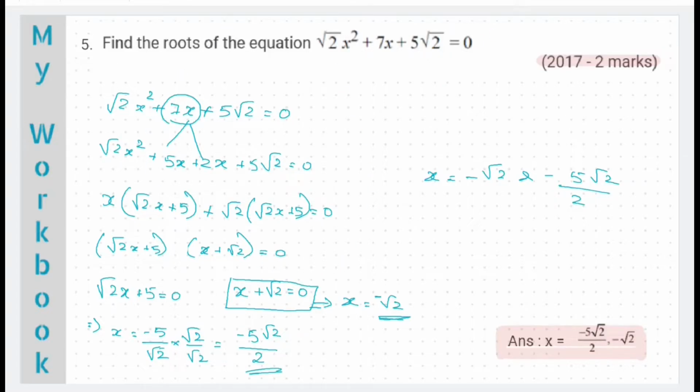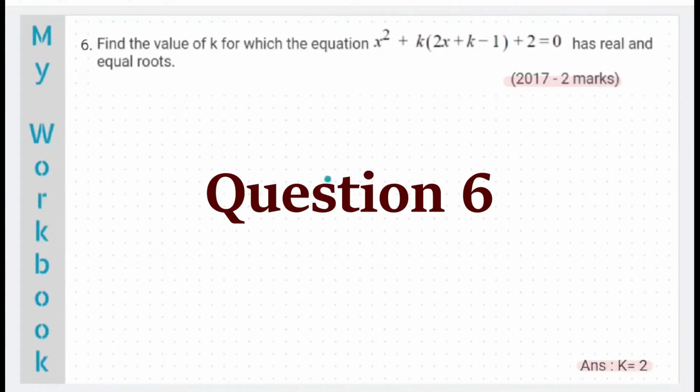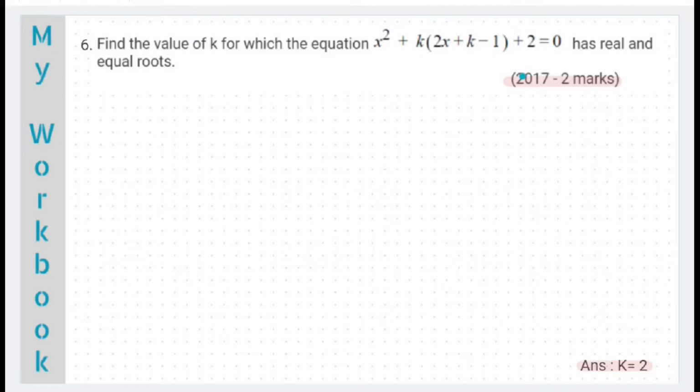Let's move on to the next sum. Find the value of k for which the equation x square plus 2(k minus 2)x plus (k square minus k) plus 2 equal to 0 has real and equal roots. So for real and equal roots, we know the discriminant has to be equal to 0. Before finding the discriminant, let's rearrange the terms in the quadratic equation to the common format ax square plus bx plus c equal to 0.